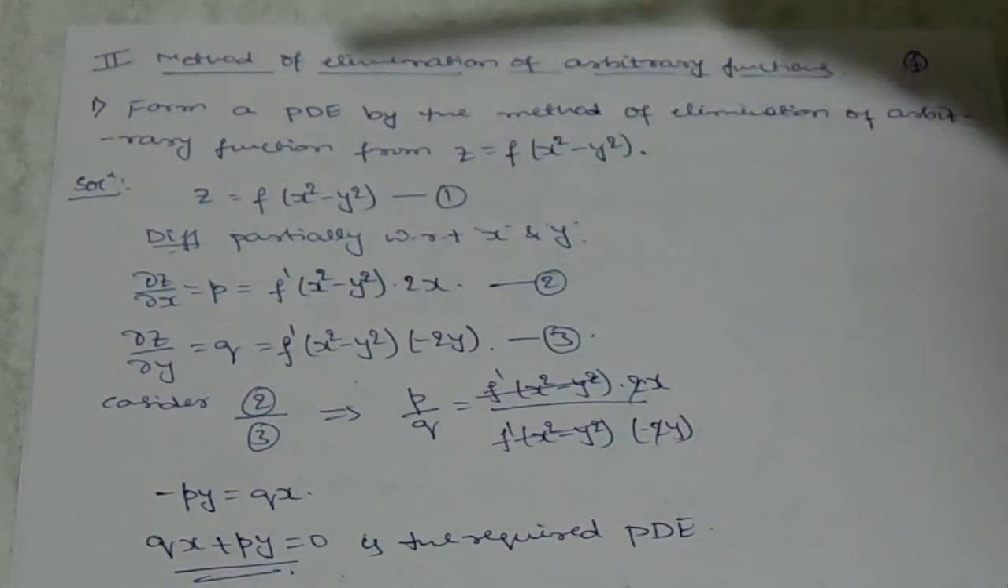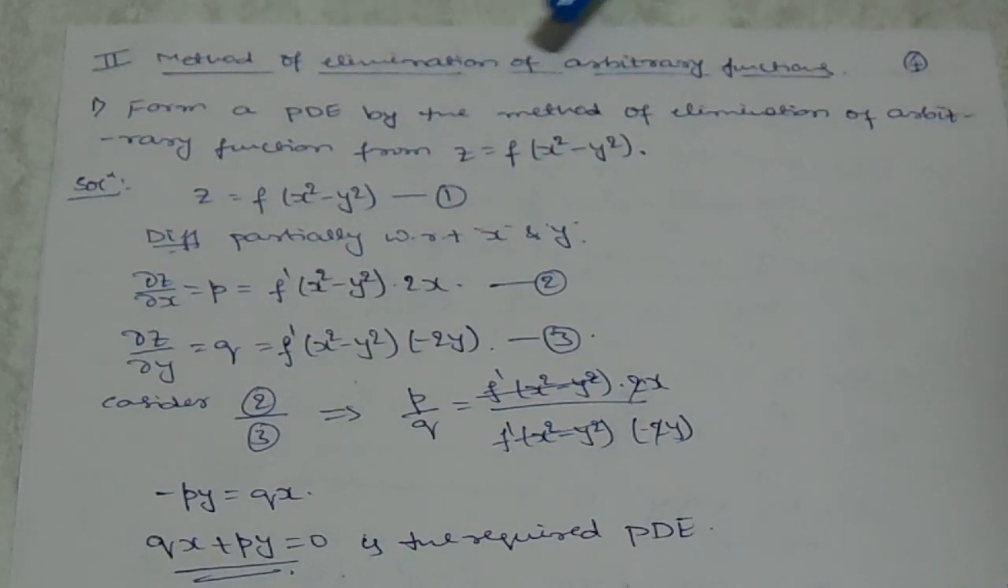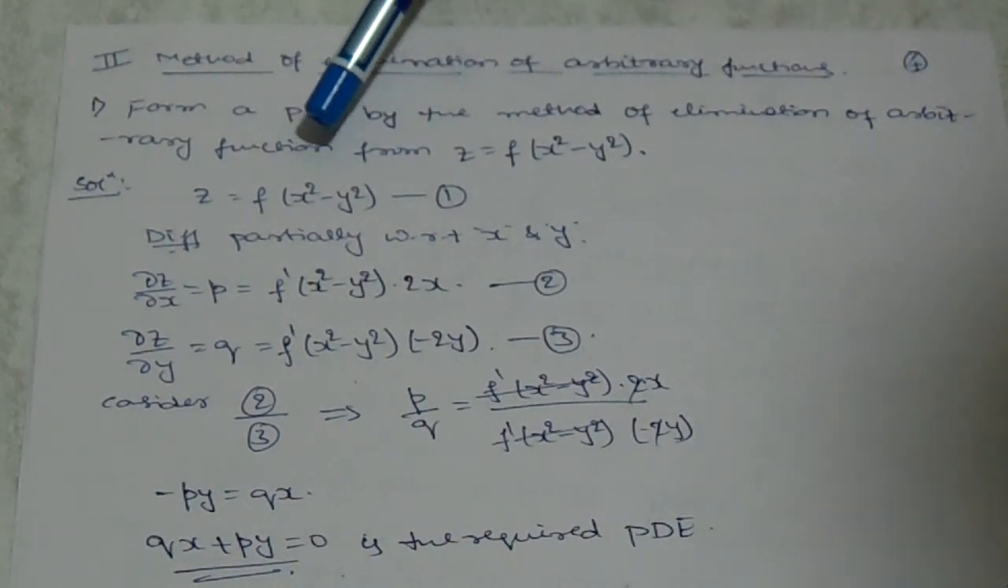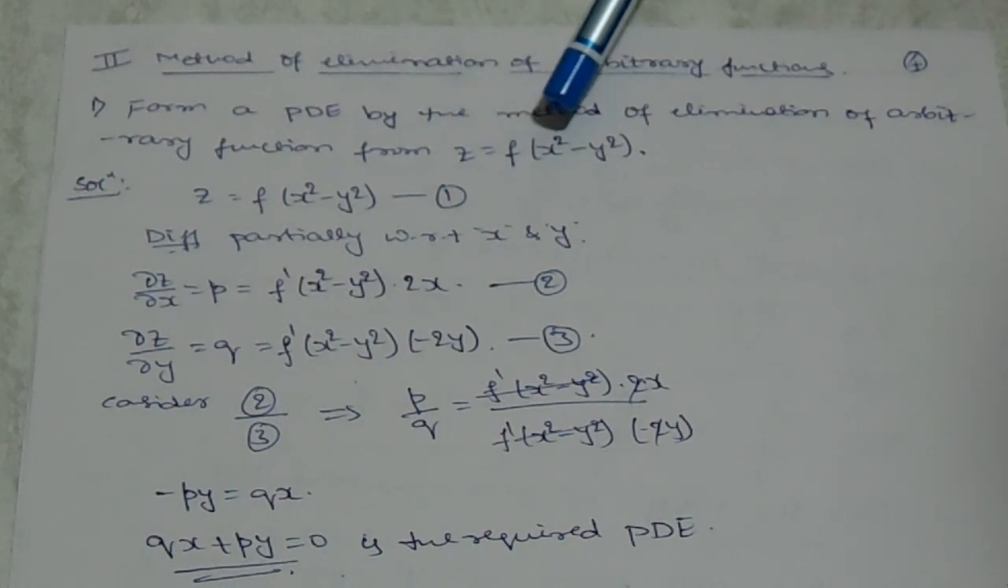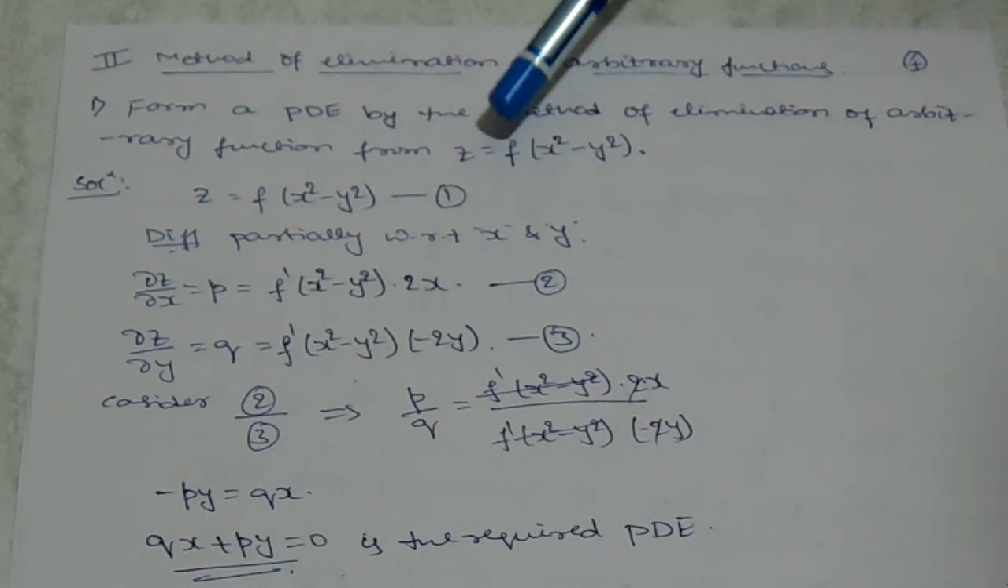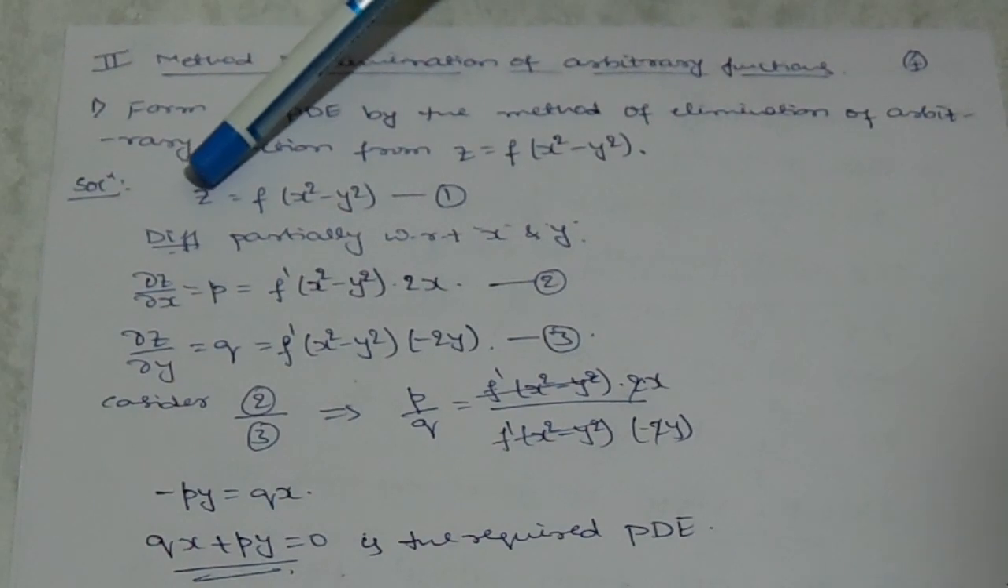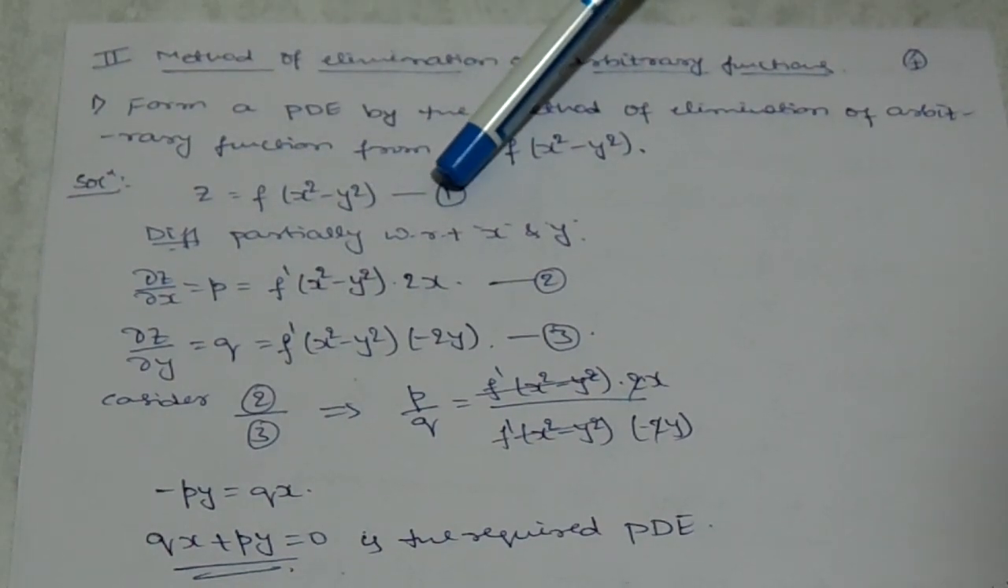Formation of PDE by the method of elimination of arbitrary functions. This is the second method. We shall know this method by an example. Question: form a PDE by the method of elimination of arbitrary function from the equation z equal to f of x square minus y square. Here f is the arbitrary function. We have to eliminate this f. We shall consider the given equation as 1.